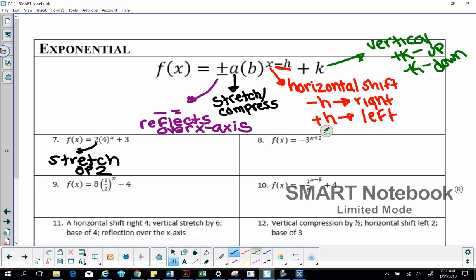What about the plus 3 at the end? Good, up 3. So if it was in the exponent, it'd be going left and right, but since it's the big constant, it's moving up 3.